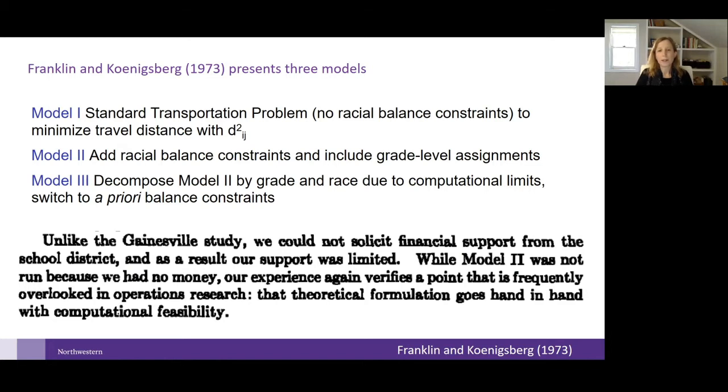Now, this is where I was talking about the importance of funding. In particular, in the paper they talk about how, while for other papers on behalf of school districts there was funding to run the larger models, in this case, because they were acting on behalf of the families, the support wasn't there. And so what they did is what you see as model 3, which is a decomposition of the problem so that the resulting problem was one they were able to solve.